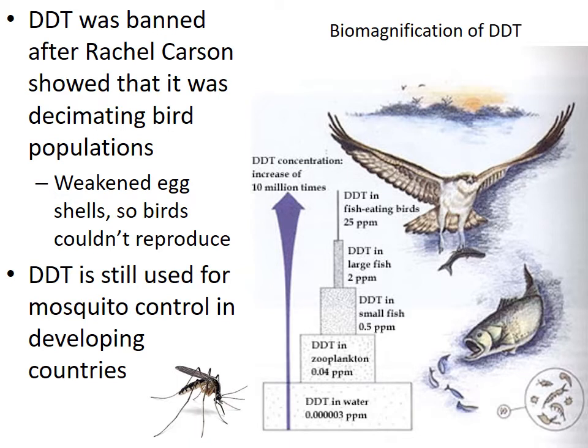Most countries have banned DDT, but it is used for mosquito control in some developing countries. There's a difficult balance in some cases between protecting human health by killing mosquitoes and protecting environmental health, and indirectly protecting human well-being by protecting the natural ecosystems that we depend on. So that's why there's some controversy about this.